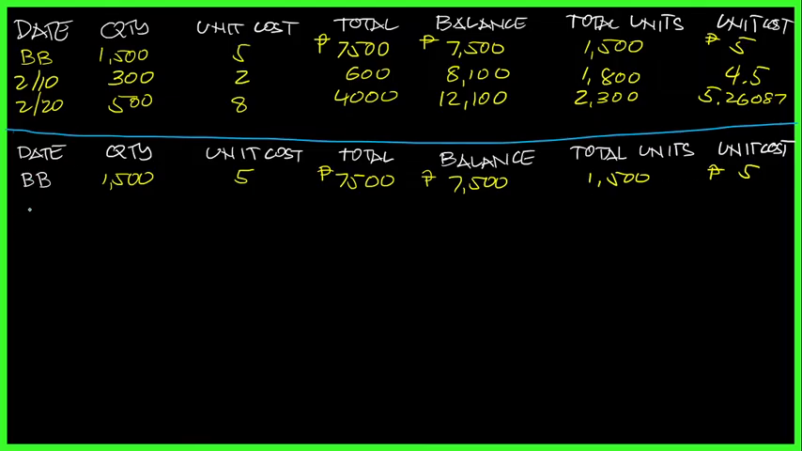O magbenta nga tayo, let's say February 5, para mas maaga kaysa sa February 10. So, bago tayo nag-purchase ng February 10, we sold something on February 5. Let's say we were able to sell 250. What's the cost of this? Siyempre, 5 pa rin. So, the total cost of what you sold is 250 times 5, 1,250.